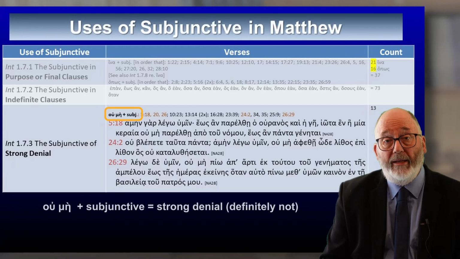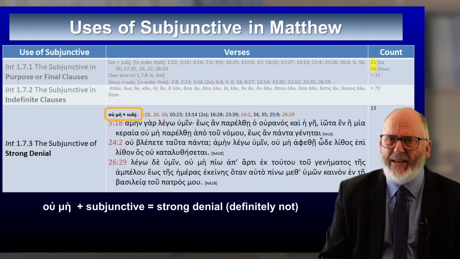The subjunctive of strong denial might only be used 13 times in the Gospel of Matthew, but in almost every instance it is used in a theologically significant place in the text. So, let's look at some examples. Ou me just means strong denial, definitely not.